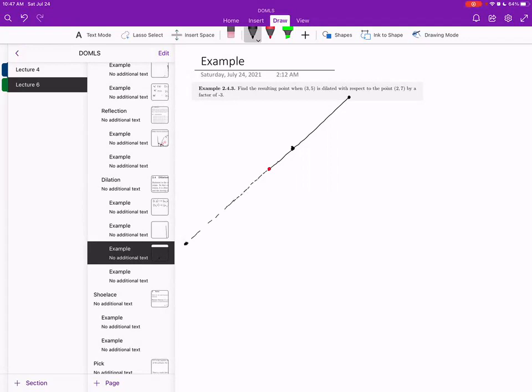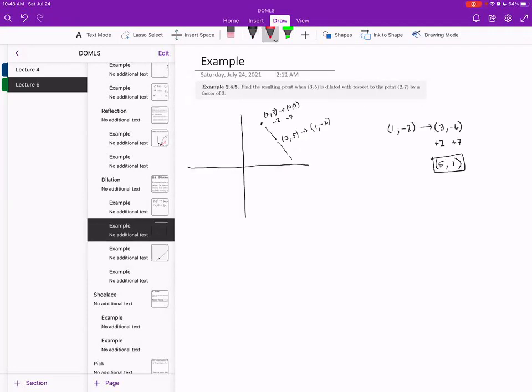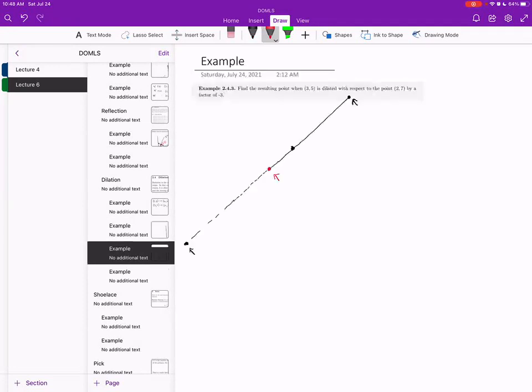So what this means is that this point and this point are reflections of each other, or this point and this point are reflections of each other across this red point. So if you remember from the last point problem, we had 5, 1 as our resulting point when we dilated with respect to 2, 7.